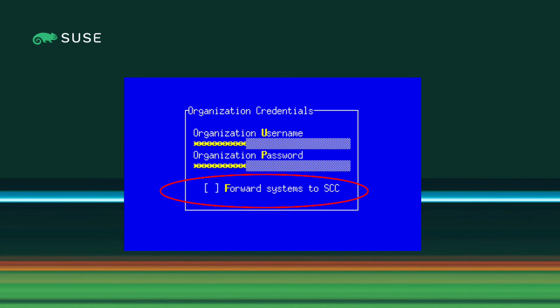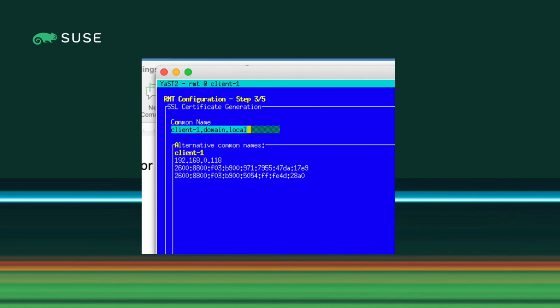Now let's just move on through the next few remaining screens. They're self-explanatory, so I will not include screenshots. When you arrive at this screen, ensure that the common name displays a fully qualified domain name as shown here and not just the short name. If your RMT server has other aliases that it may be referenced by, you may include them here as well, such as the short name.